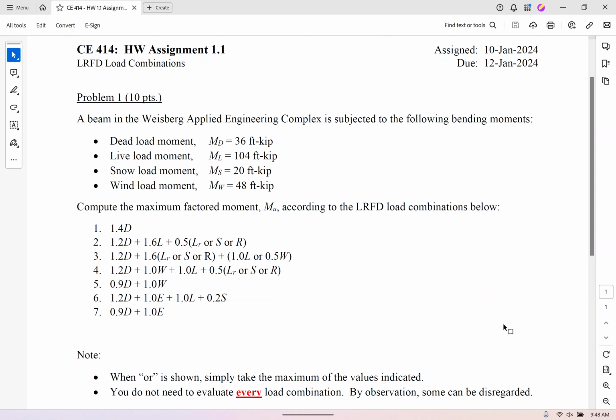So again, this is not really meant to be some super challenging assignment from a grade perspective. The other thing I'll mention is that if you ever see an OR, like 1.2 dead plus 1.6 live plus 0.5 times L_r or S or R, just take the maximum of these 3. In the case of this one, there is no L_r or R, so just 0.5S. So you just go through these, take the maximum one, that's your answer. You do not need to evaluate every one of them. If you take a look at these equations and the values, some of them you can skip, okay? And I'm not asking you to upload a PDF for this. I'm just asking you to input the number. So again, this is just to get you familiar with it.